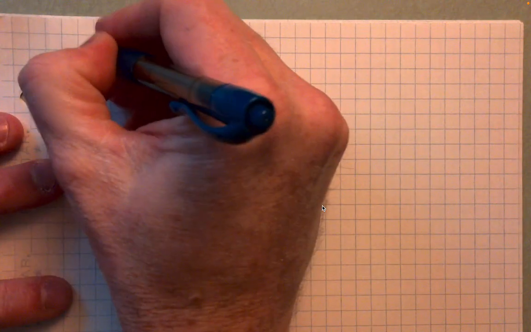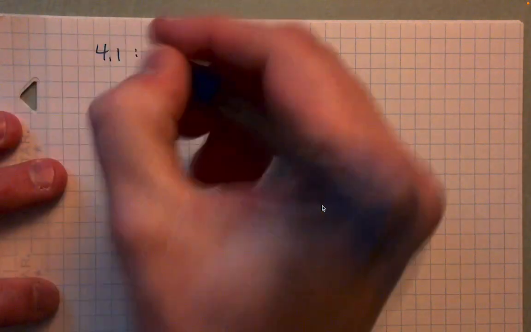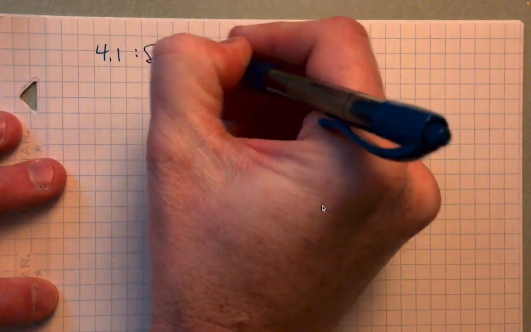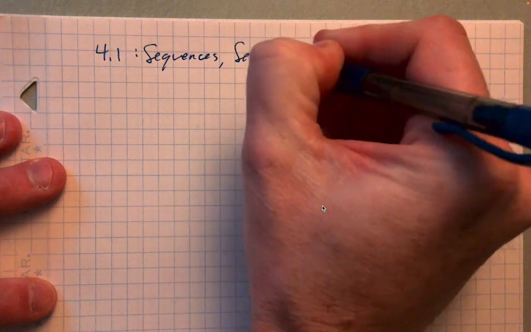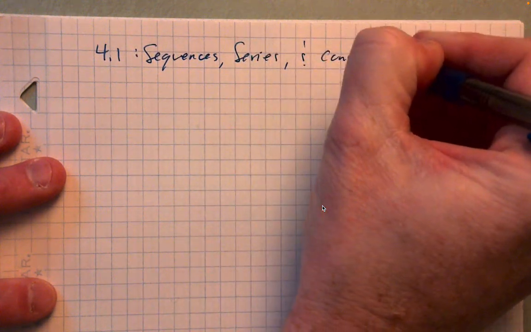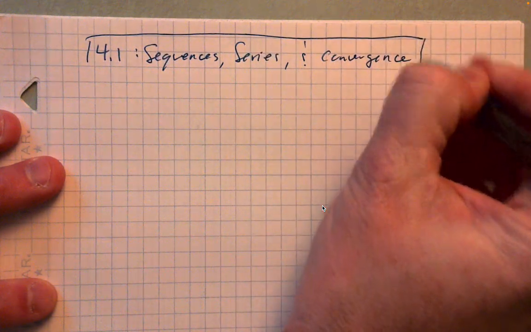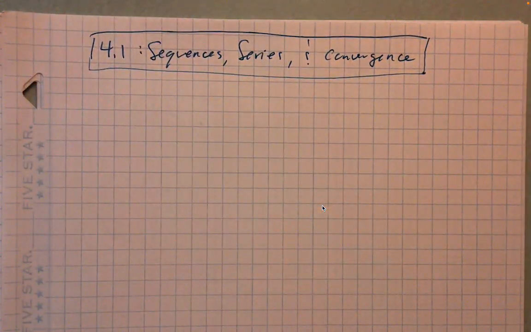All right, so let's go ahead and get started. And we'll call this section 4.1, sequences, series, and convergence. Okay. So some of this stuff we've talked about a little bit. Well, actually, we've talked about summation notation. We haven't really gotten into series, so maybe this is all new. But let's go ahead and start by cranking out some definitions and getting comfortable with some notation.